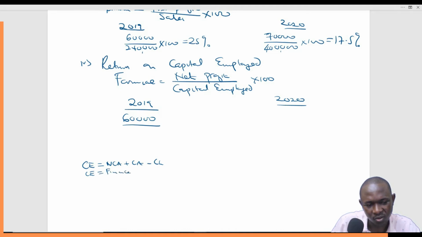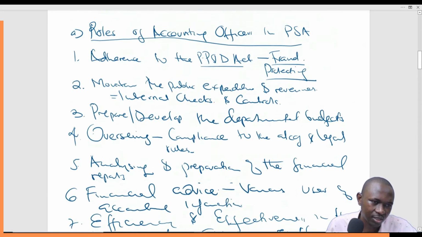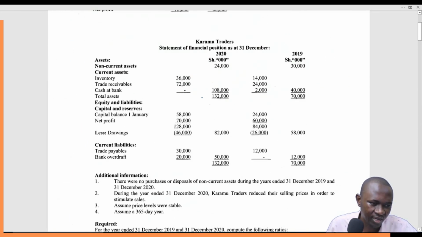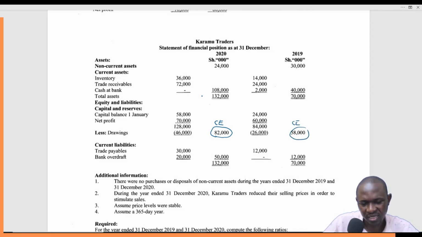Financed by section. So we can just try it out and see how it goes. Let's come back. Financed by is here. Capital and reserves, less drawings. So this will be our capital employed. But we have said that the other way of getting this is by taking the non-current assets. For example, this one is 30,000 plus current assets, so the total assets already 70,000 minus 12,000.